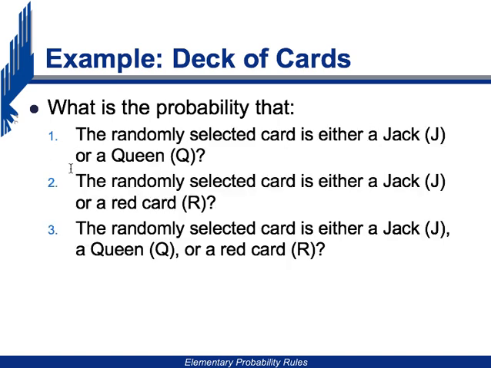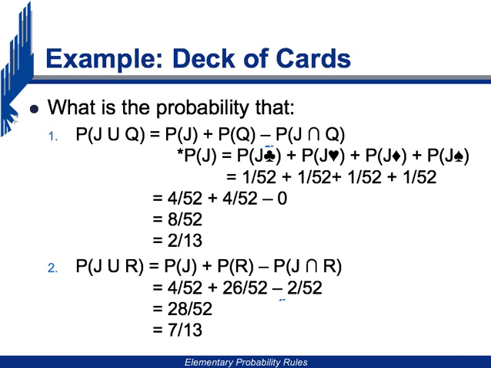Now, for question number 2, it's asking for the probability that the card is either jack or red. So again, we have the word or, meaning it's asking for the union of events J and R. So to compute for this, we use the same formula. So that's P of J plus P of R minus the probability of their intersection. P of J again is 4 over 52. P of R, however, is 26 over 52 because there are 26 cards out of the 52 cards in a deck that are red, making this probability 26 over 52.